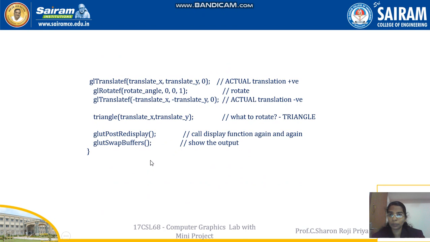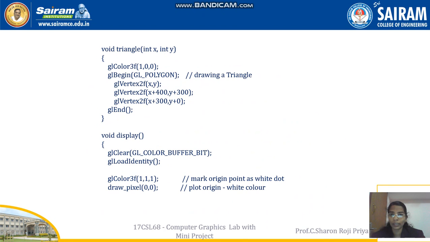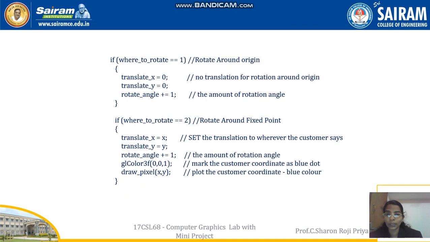Where is my display? Yeah, here it is. As I told, either I can use a single buffer or double buffer. So I'll be clearing my default buffer. The default buffer is my color buffer. And glColor3f, these are my RGB values. Mark the origin point as a white dot, and I'll be using draw pixel to plot the pixel values.